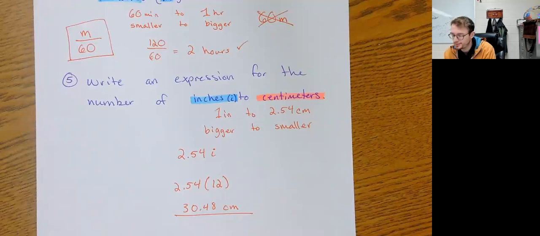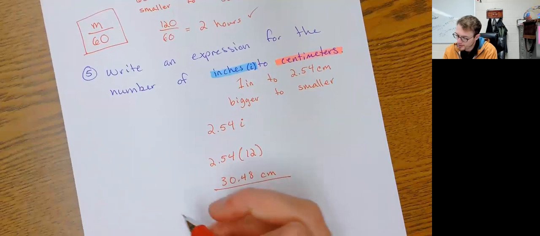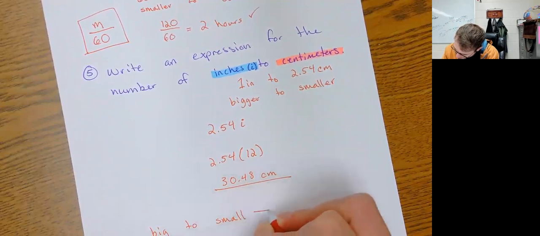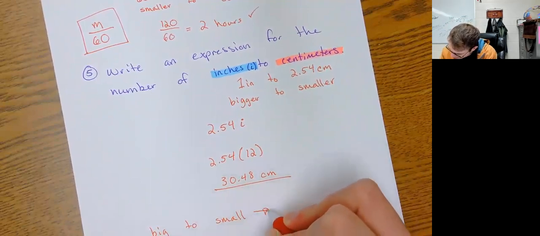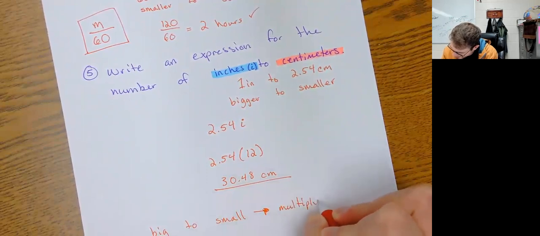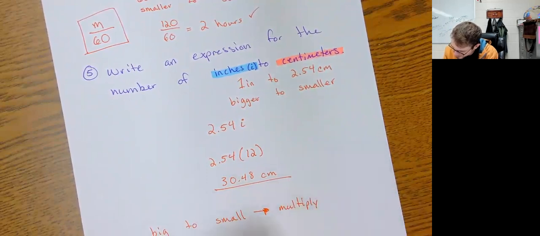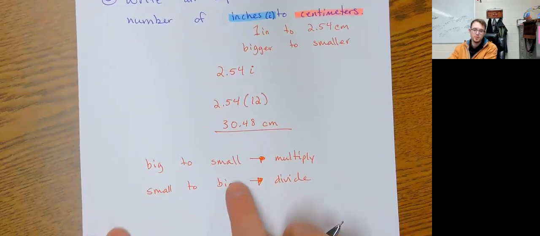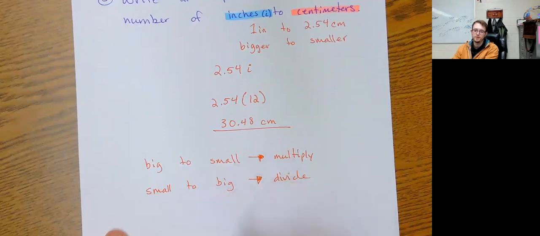Key things to remember are big to small means to multiply, and small to big means to divide. Key things to remember: big to small, multiply; small to big, divide.